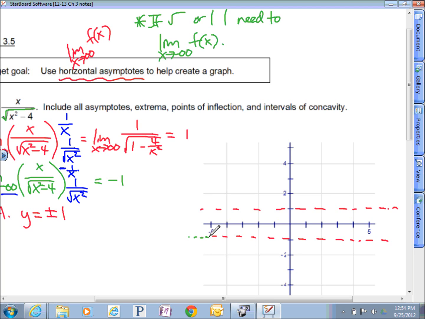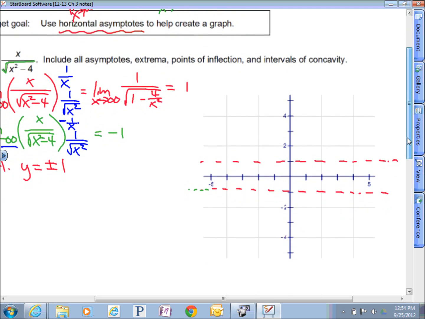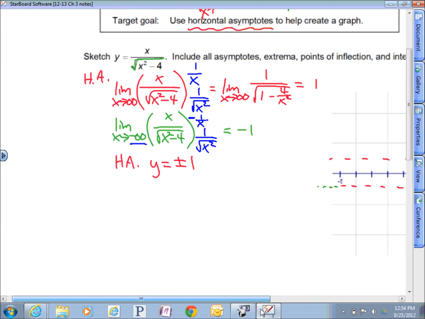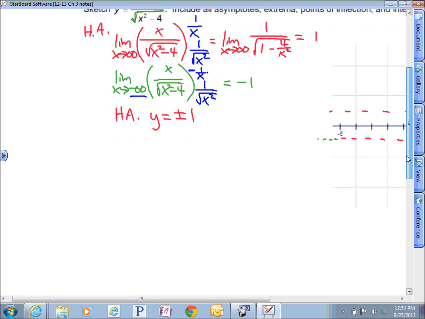Now we're supposed to find extrema and points of inflection and all the intervals of concavity. So this time, let's work our way through that. I'm going to need some derivatives. I'm going to need a lot of crazy stuff. This is where it's going to get ugly, and it's going to hurt a little bit.